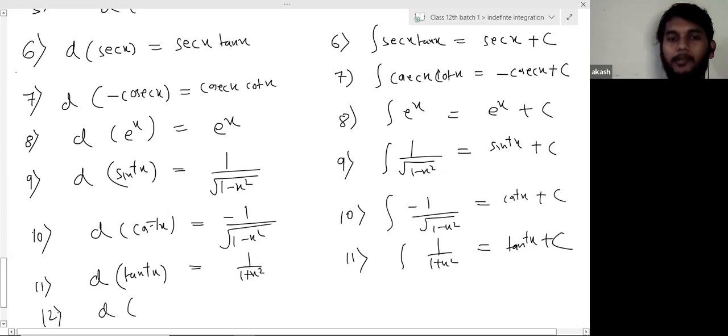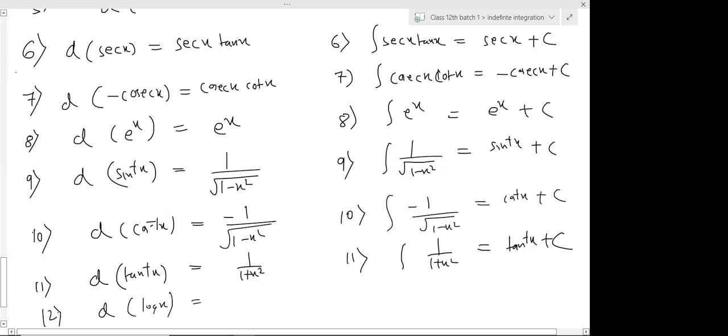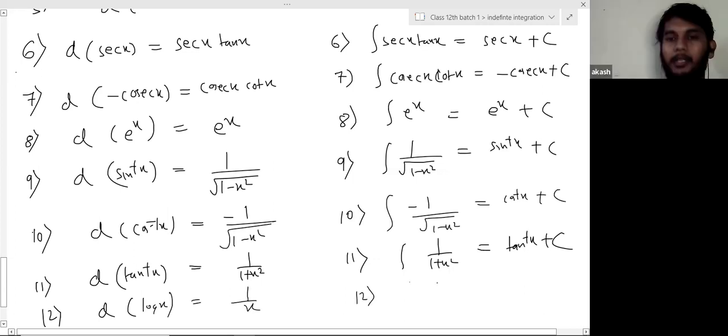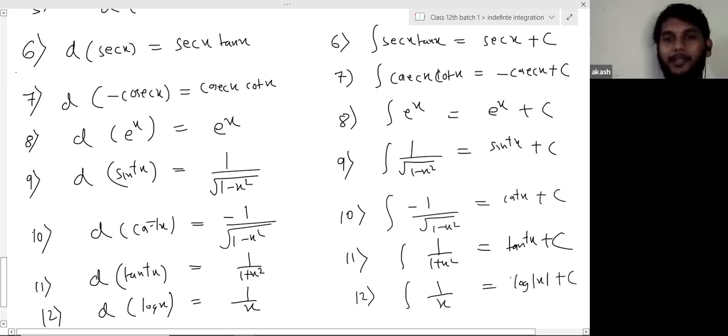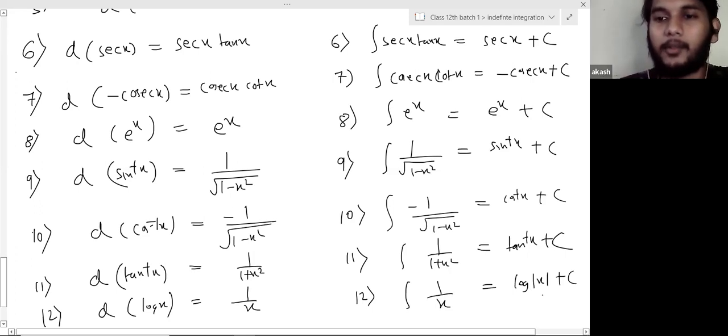Differentiation of log x is 1 by x, and integration of 1 by x, please remember this, is log of mod x plus c. Absolutely right, Shegani. So do not forget this plus c and this mod x, log of mod x.